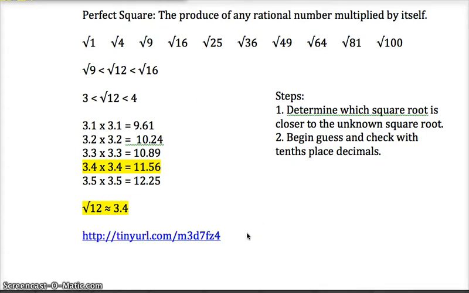Okay, so here is the tiny URL. Watch this video. You have to enter http://tinyurl.com/m3d7fz, as in zebra, 4. All right, so go ahead and watch that video now and then come back here to take the quiz.